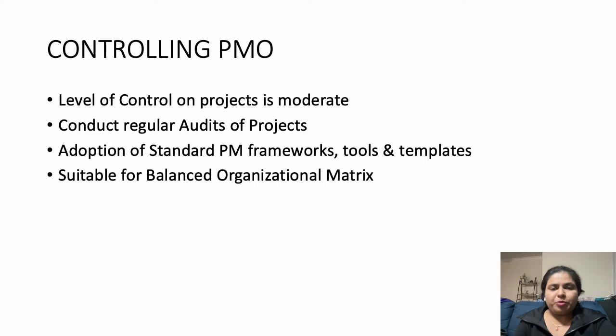The next type of PMO is the controlling type. This PMO has a better level of influence than the supportive type. We can say the degree of control over a project is moderate for the controlling type PMO. In addition to supporting the project by supplying the required resources, they conduct audits on the project to ensure the required project management standards are met.